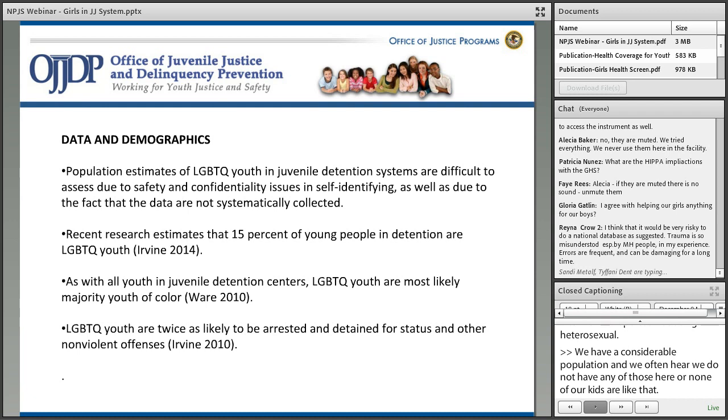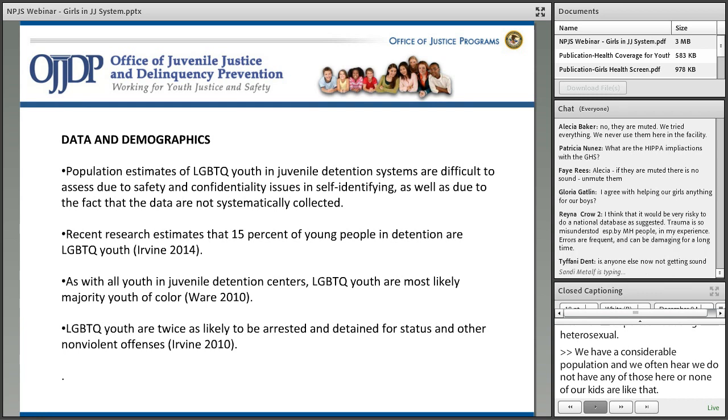As with all youth in detention facilities, queer youth and gender nonconforming youth are mostly youth of color, and they are actually twice as likely to be arrested and detained for status and other nonviolent offenses.